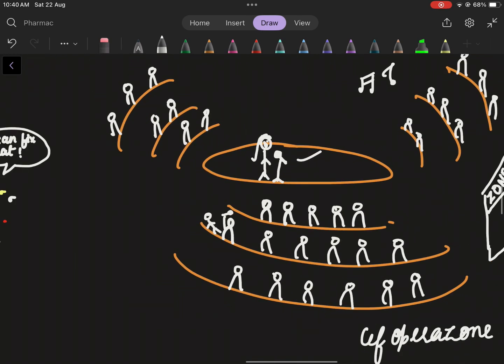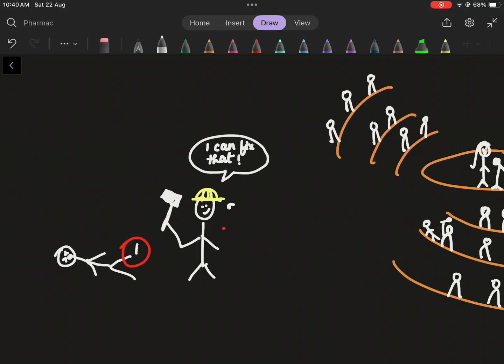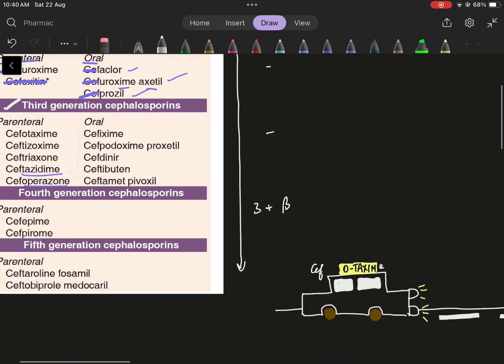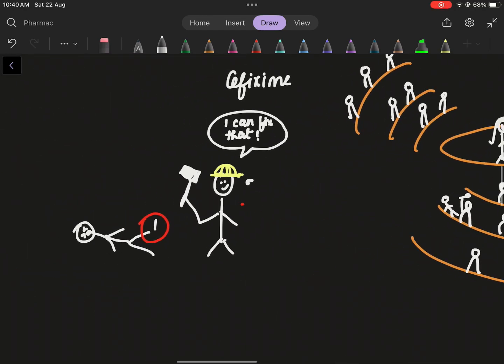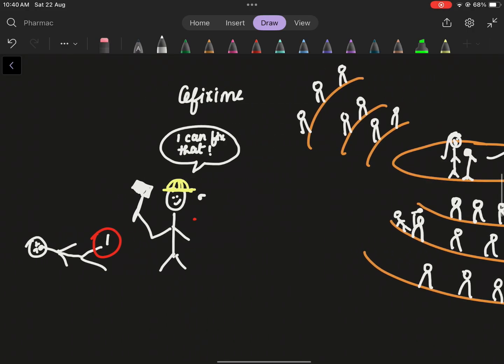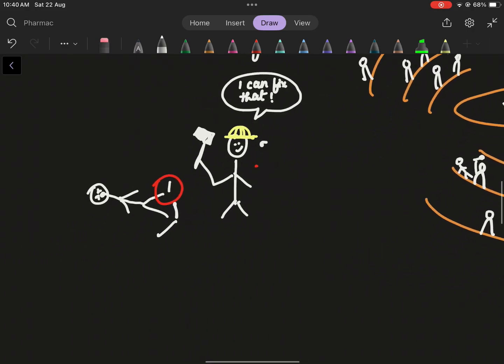But wait, let's zoom in on this real quick. What is happening here? This is an ortho bro saying, I can fix that. This becomes your cefixime. Now, I would like to tell that until opera zone is the parenteral drugs. And after this, whatever we see is oral. So ortho bro is like, I can fix you. Cefixime. What is he going to fix? The proximal part of this guy's foot. So that becomes your podoxime proxital.